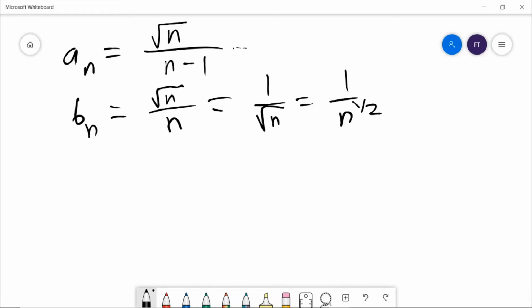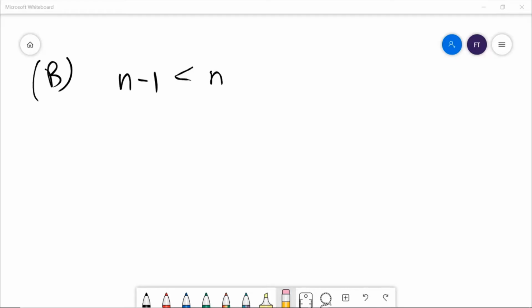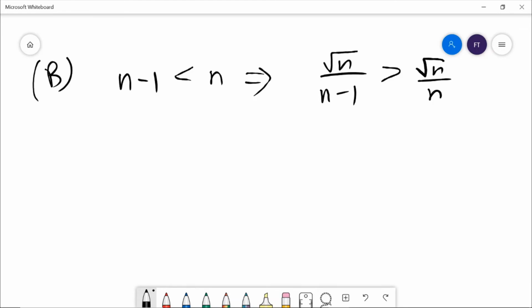Now for part B, we need to use inequalities to compare our a of n and b of n. Comparing the denominators, we see that n minus 1 is less than n. This means that the square root of n over n minus 1 is going to be greater than the square root of n over n. And so we get that our a of n is going to be greater than or equal to our b of n.